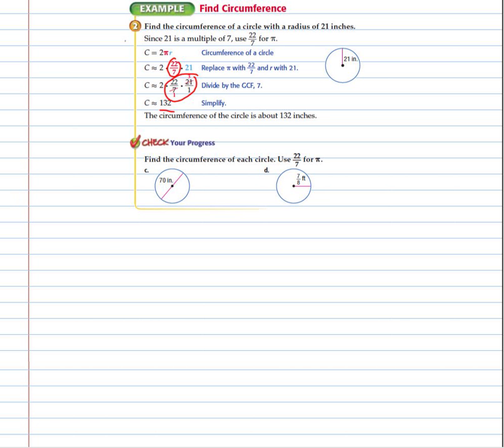Example C, because 70 is a multiple of 7, we're going to find circumference by using pi d because we have diameter here instead of radius. We're going to use 22/7 for pi. We're going to take that times 70 over 1. We're going to simplify here, and we find the circumference to be 220 inches. In example D, they give us radius, so we're going to use circumference equals 2 pi r.